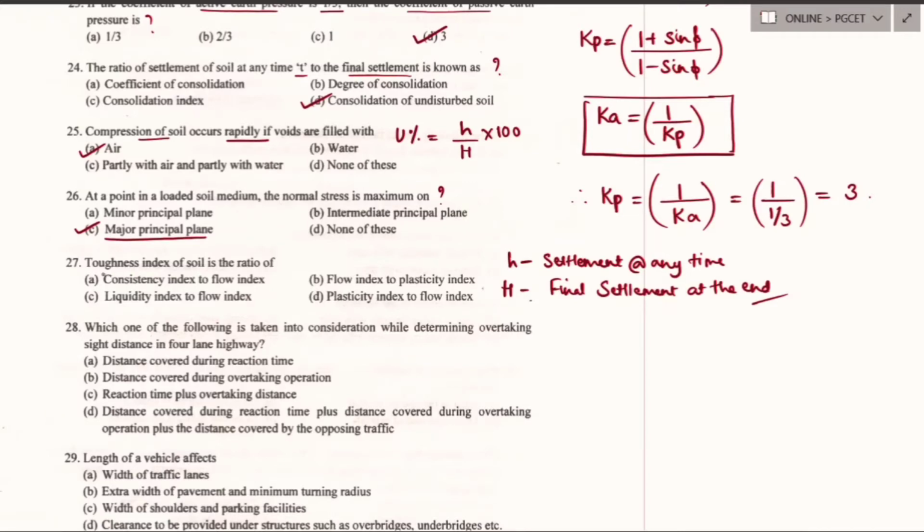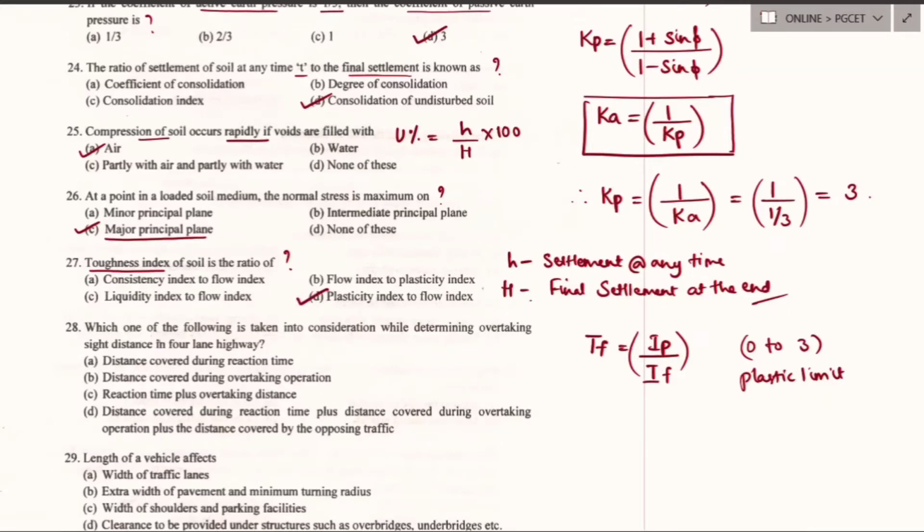Question number 27. Toughness index of soil is the ratio of. Toughness index is the ratio of plasticity index by flow index, and the range of toughness index varies from 0 to 3, and this toughness index gives an idea of shear strength of soil at its plastic limit. So it is the ratio of plasticity index to the flow index. Option D is the right answer.